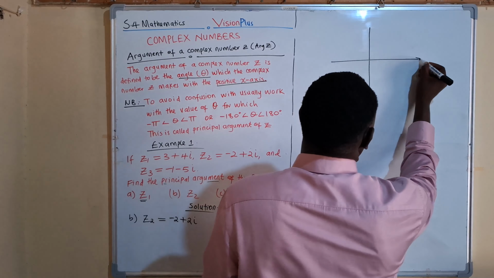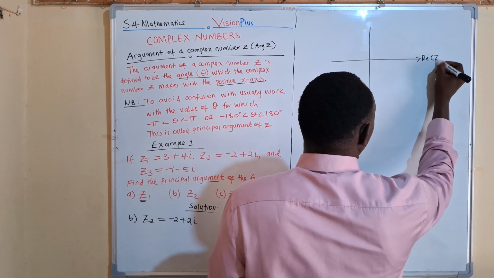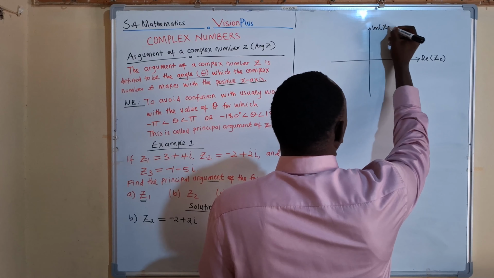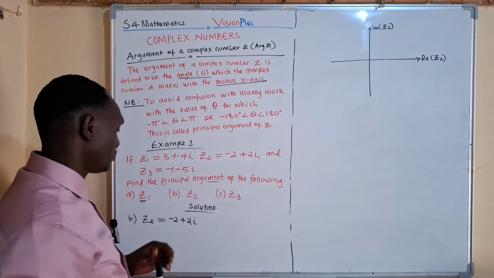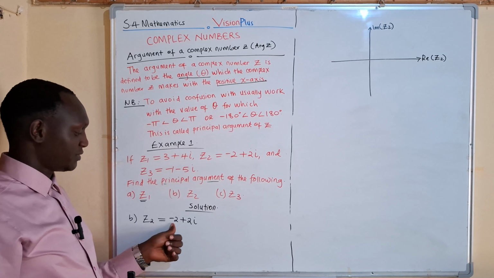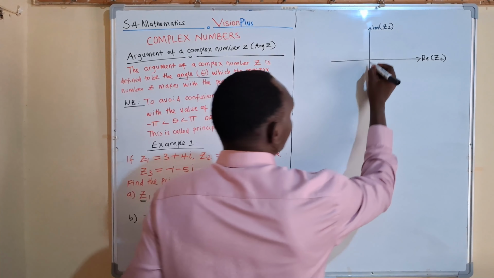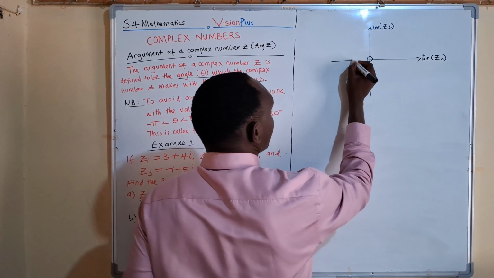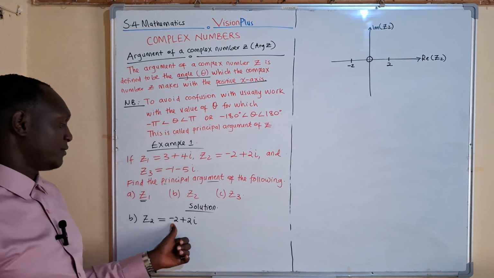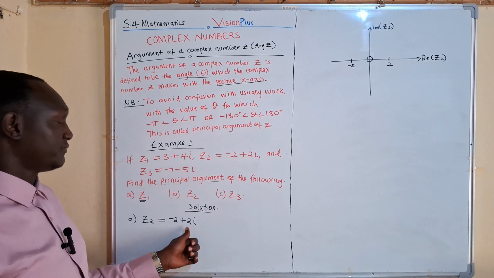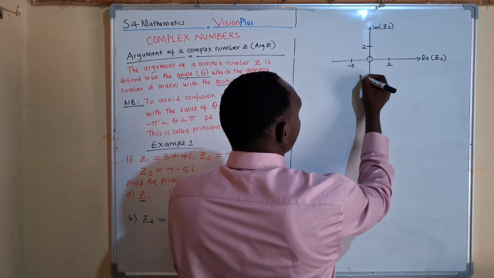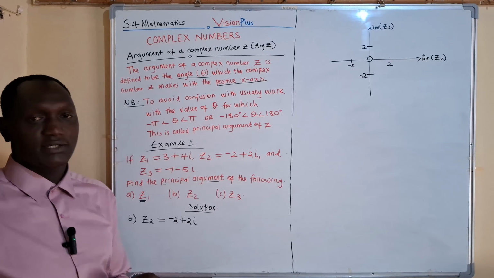So if this is my Argand diagram, this is the real part of the complex number Z2. This is the imaginary part of Z2. Now we need to indicate on the horizontal axis, which is the real axis, we have -2. This is our origin. We have here -2, then here we have +2 on the real axis. On the imaginary axis, we have +2. So this is my +2, this is the corresponding -2. After that, that is the complex plane.